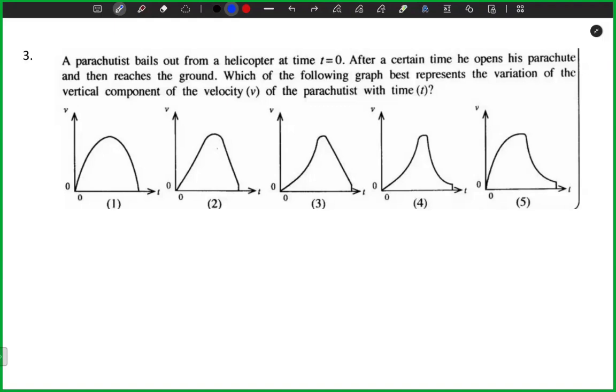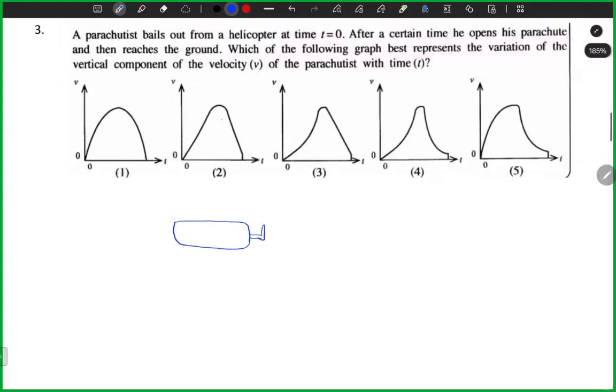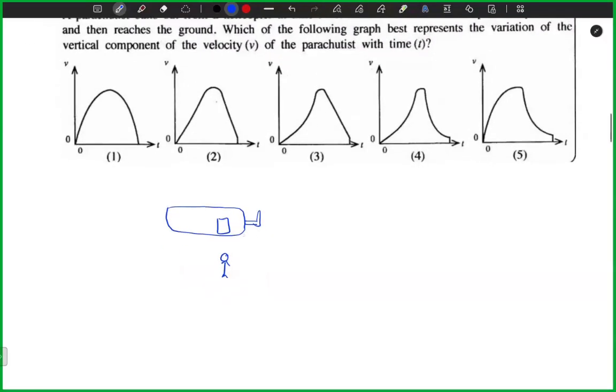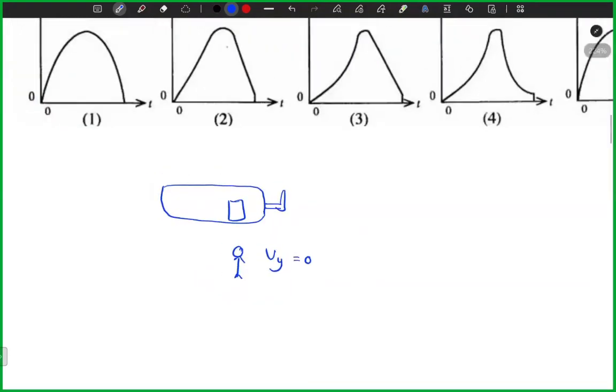How do we start? So there's a helicopter. The parachutist bails out, so he just comes out of the helicopter. What is his initial velocity in the y direction? 0, right? He does not have any velocity in the y direction initially.